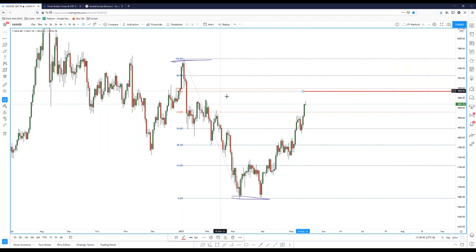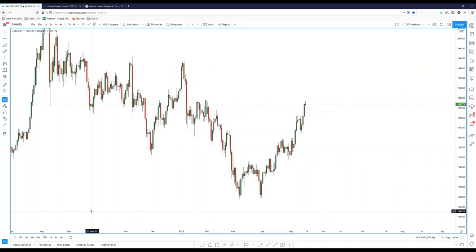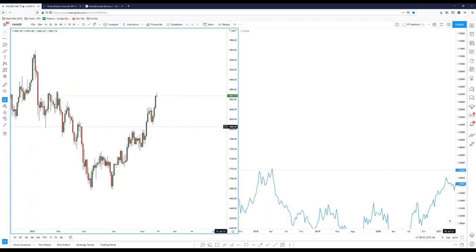All right, so this is how we draw Fibonacci. This is how we identify swing highs and swing lows. Are you guys clear so far on identifying swing highs and swing lows?